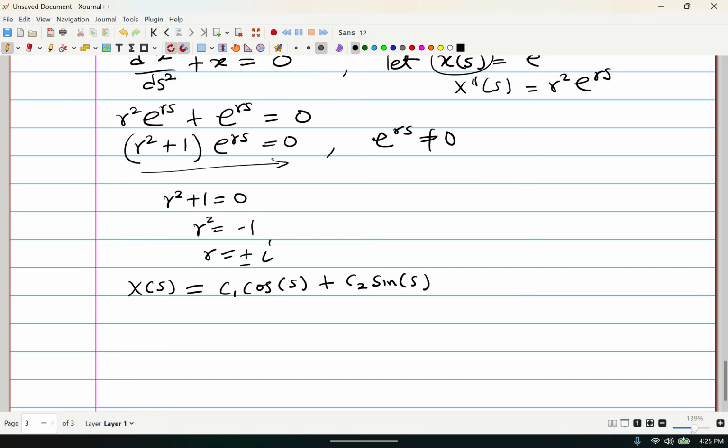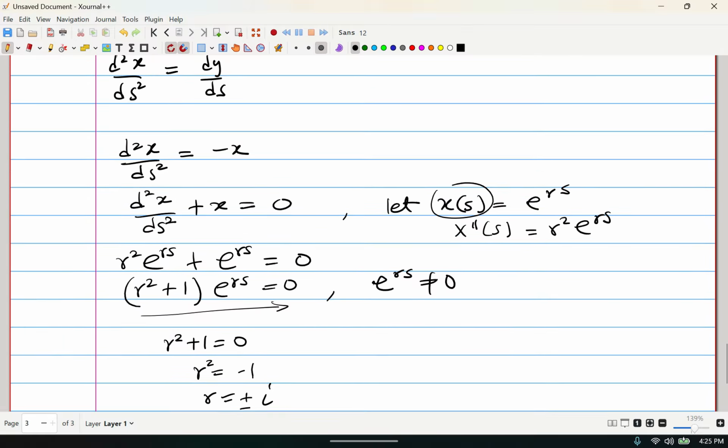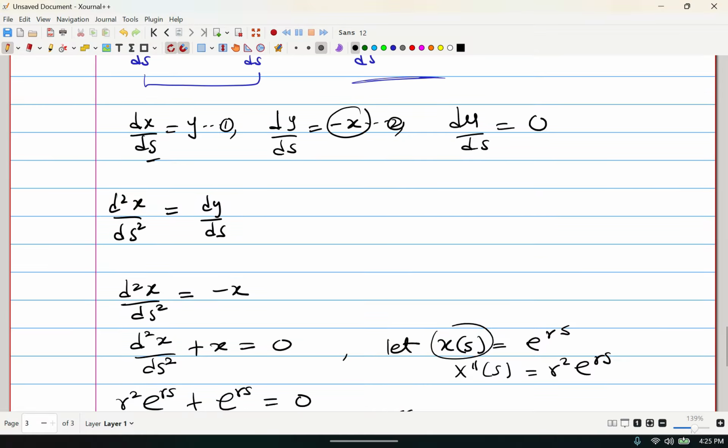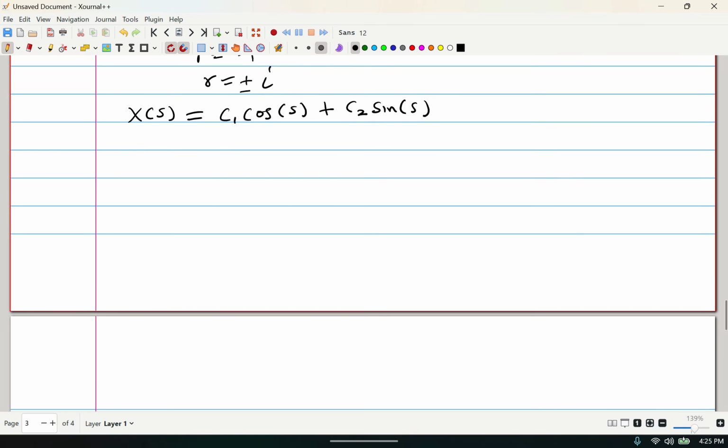Okay, so if that is x of s, then what is y? Remember, we said if you look at this, in equation 1, y is equal to dx/ds, right? dx/ds is equal to y, so it means that y is equal to taking the derivative of what we have.